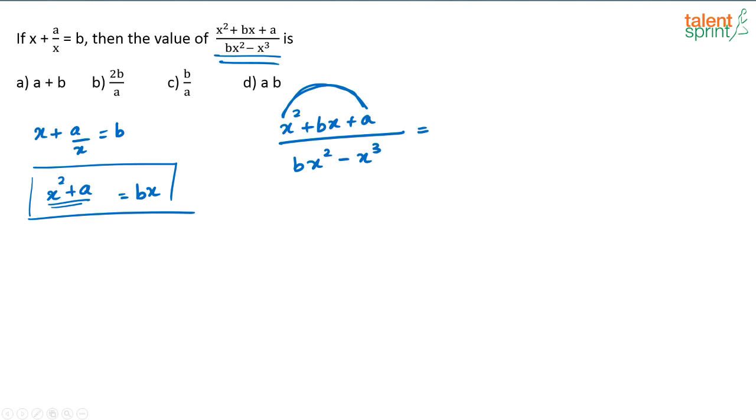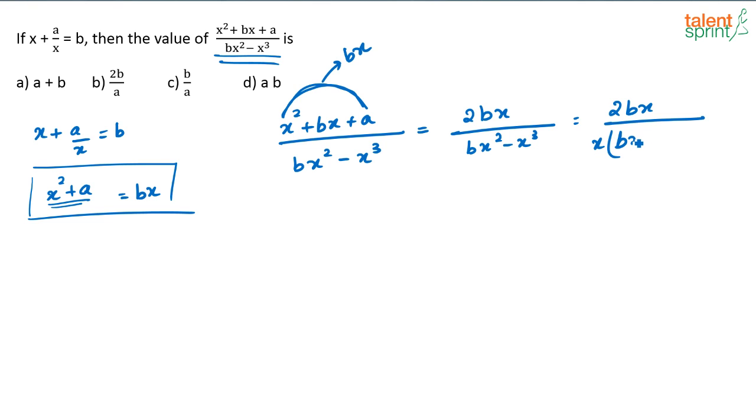How can I write this expression? I am writing x squared plus a as bx. So I will have bx plus bx, that is nothing but 2bx in the numerator. So I will have 2bx divided by bx squared minus x cube. Again in this I am going to take an x as common, because I can cancel out an x. I can write this as 2bx divided by x into (bx minus x squared). So this x and this x will get cancelled. Now what do I have in the denominator? I have bx minus x squared.